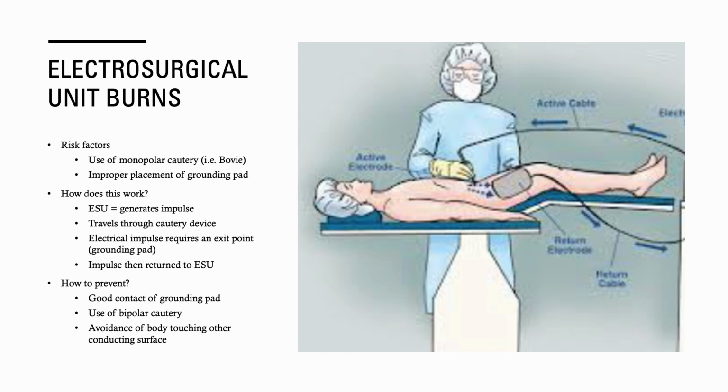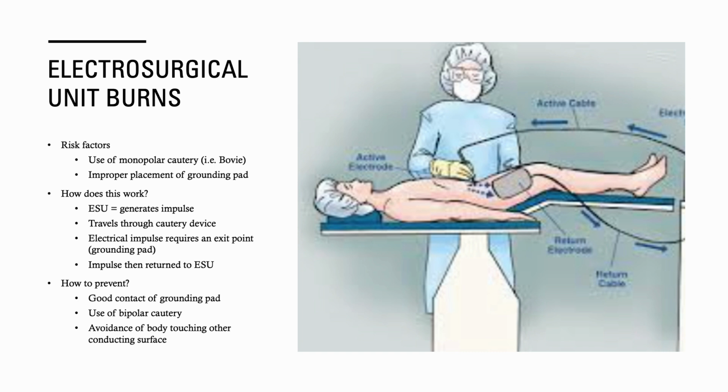Once the electricity goes into the patient, it's looking for a way to leave the patient. Most commonly, this is done through the grounding pad or the return pad. When this happens, the electricity moves to this pad. It's usually a wide surface, so it's spread out over a large surface of skin, and then the impulse returns to the electrosurgical unit.